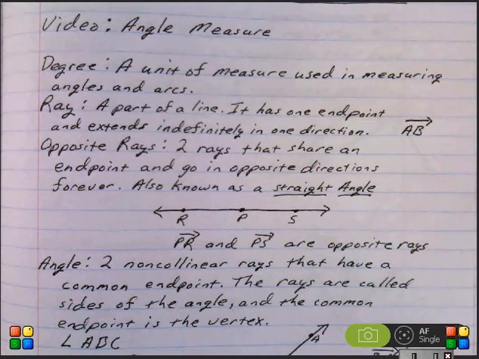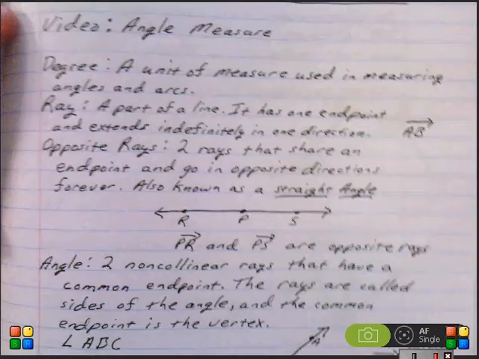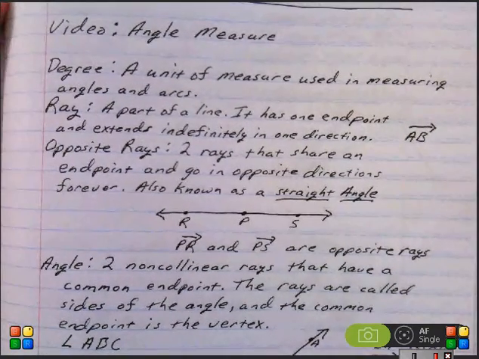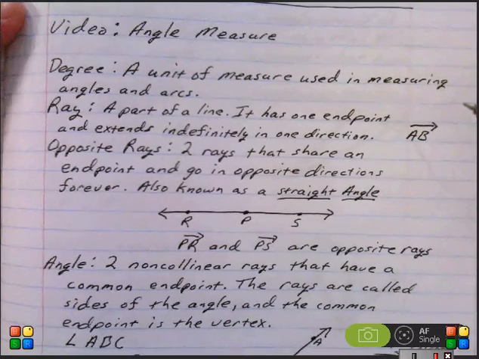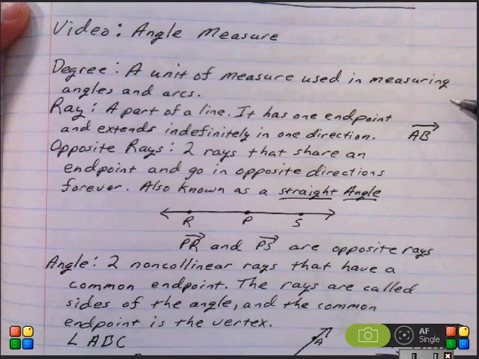Today we're discussing angle measure. We have some vocabulary, actually several vocabulary words today. So our first one is degree. Degree is a unit of measure used when we're measuring things like angles and arcs.